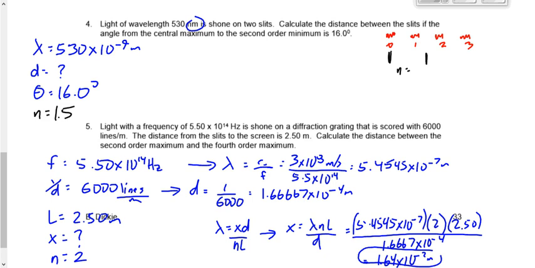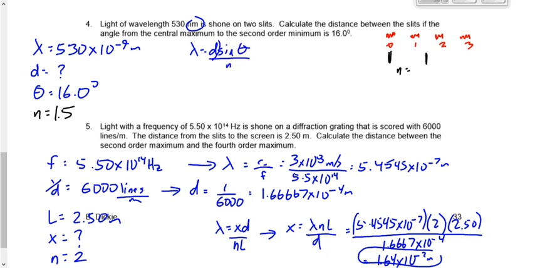Now, we don't have to do any check on this one. Clearly, the angle here is bigger than 10 degrees. We're given the angle, so we might as well just use the one that we know is always valid. Lambda is equal to d sine theta over n. This one just always works.